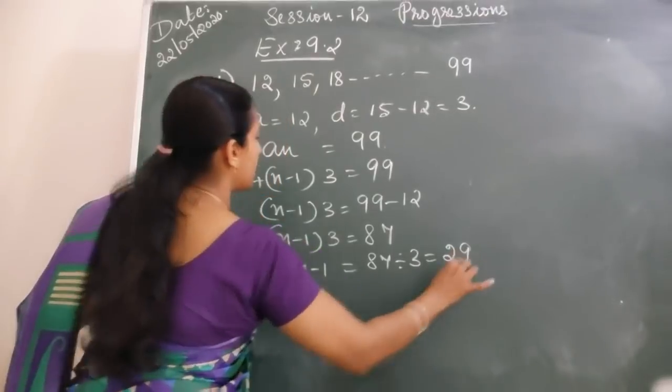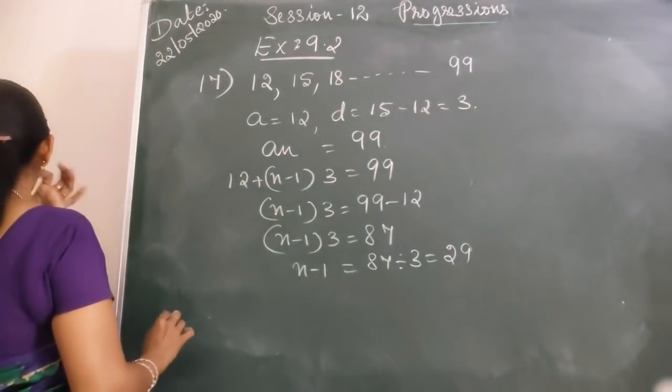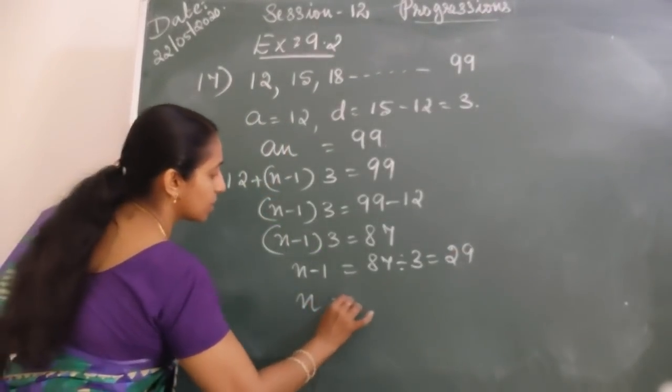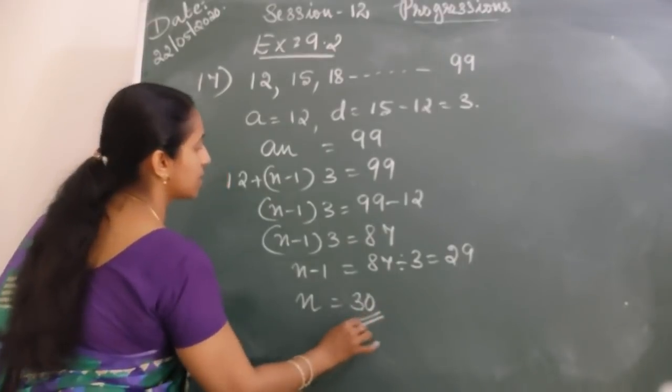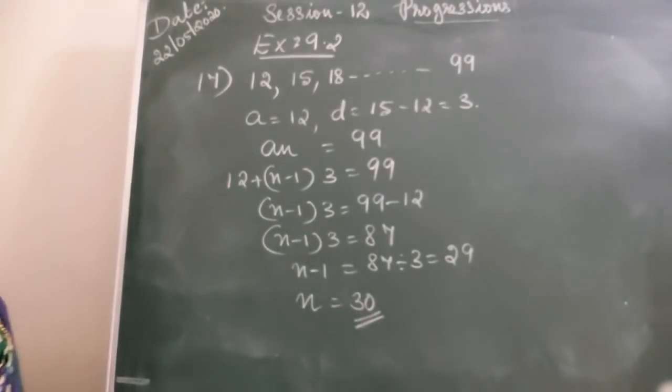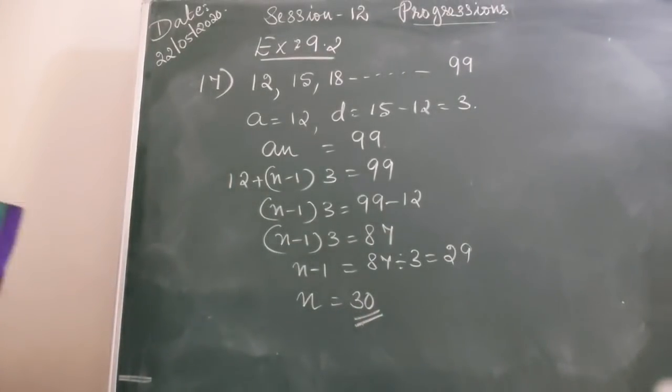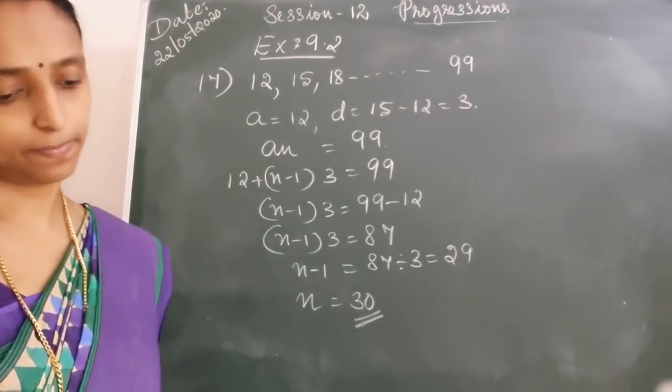N minus 1 is getting us 29, which implies that n will be equal to 30. So 30 two-digit numbers are divisible by 3.